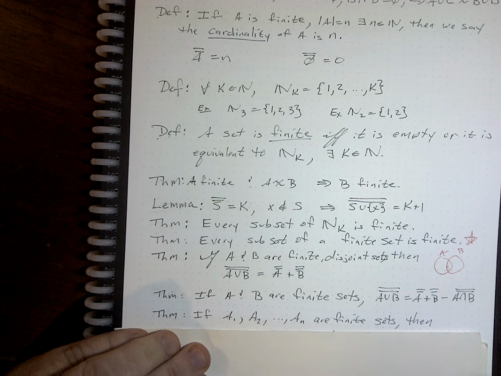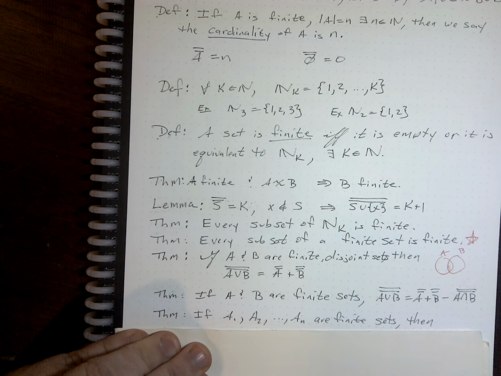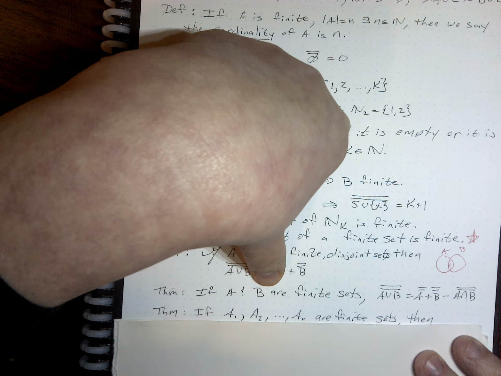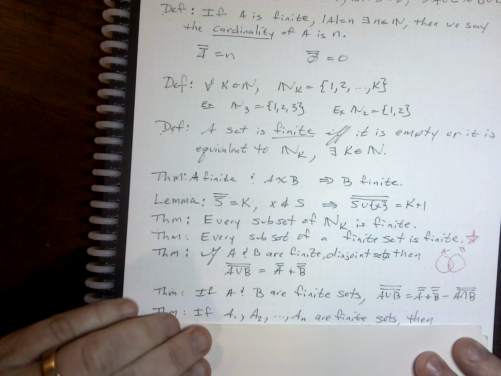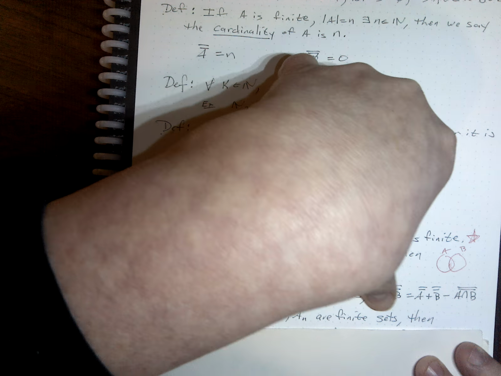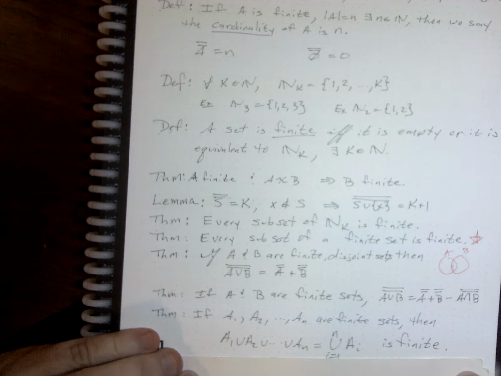Next, since we know the union of two finite sets is finite, I'll be able to use induction to show that the union of finitely many finite sets is finite. So if you take the union of finite sets, it will still be finite.